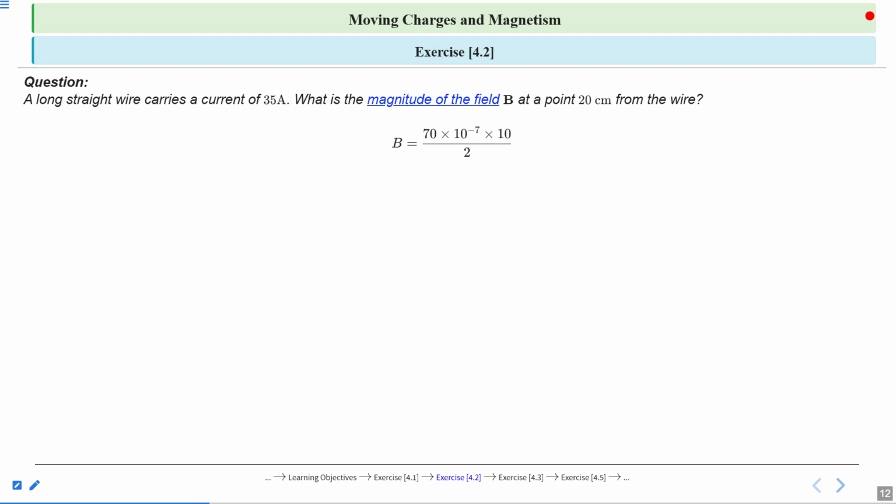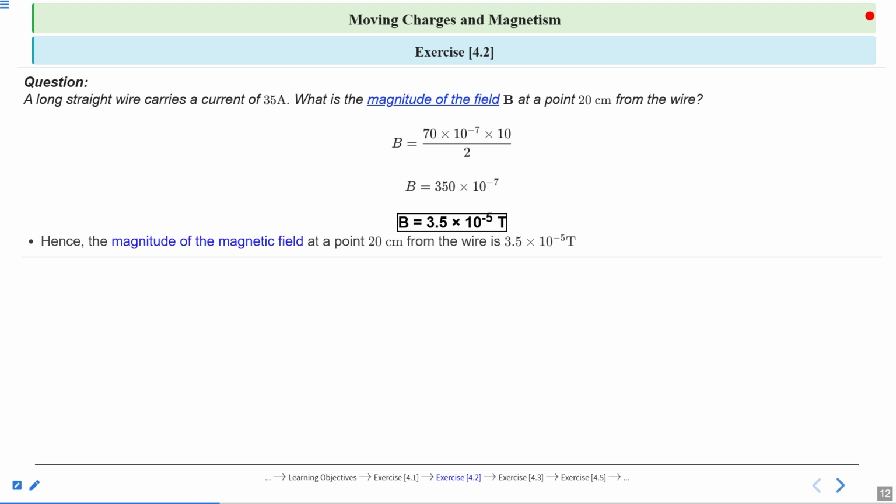So 10 will go in the numerator. So 10 into 70 upon 2 will result in 35 into 10 to the power minus 7. So magnitude of magnetic field is given by 3.5 into 10 to the power minus 5 Tesla. Hence the magnitude of magnetic field at a point 20 centimeter from the wire is 3.5 into 10 to the power minus 5 Tesla. Okay, all the students, you can type the answer in the comment section if you have solved before me, and then verify.